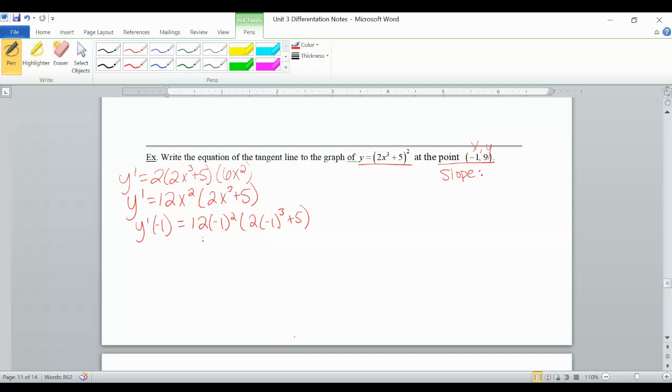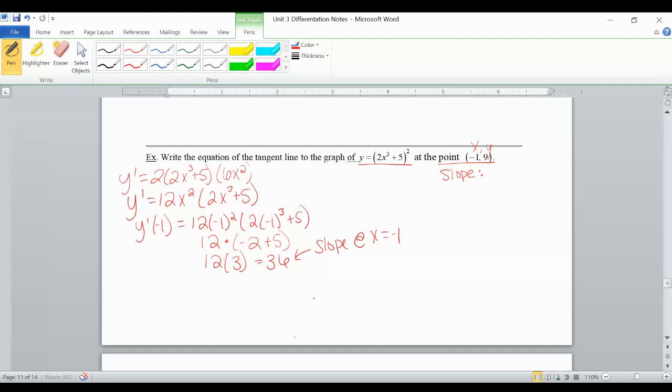12 times 1 is just going to be 12. 2 times negative 1 cubed is going to be negative 2, plus we've got that 5 in those parentheses. So we've got 12 times 3, which is 36. And this right here is your slope at x equals negative 1. And so you have your slope at x equals negative 1. You have your point at negative 1.